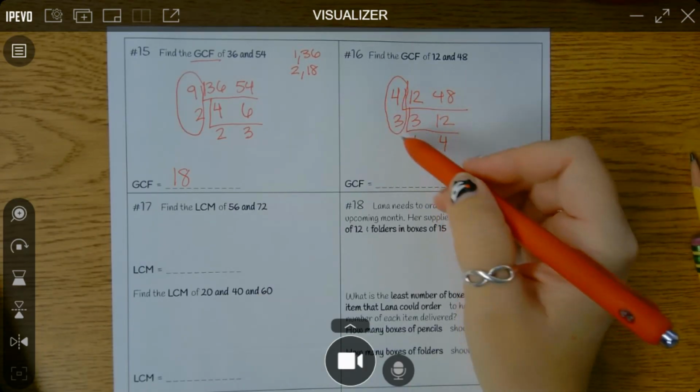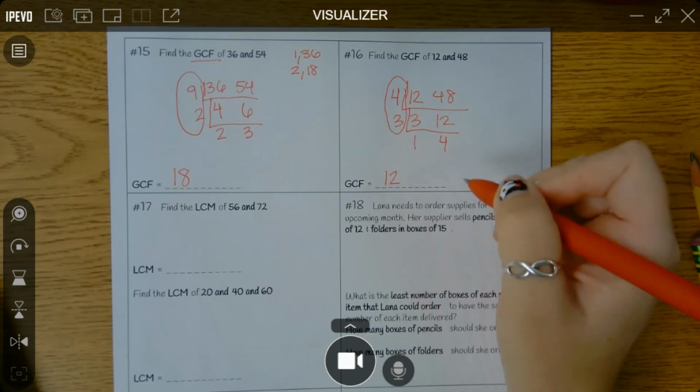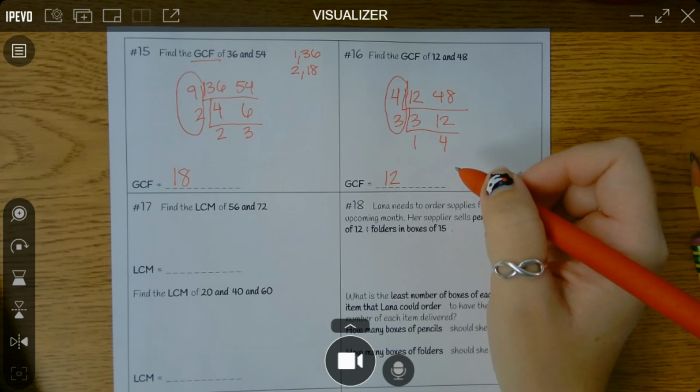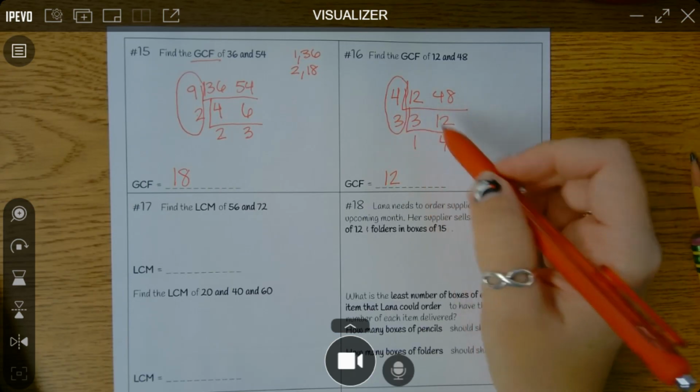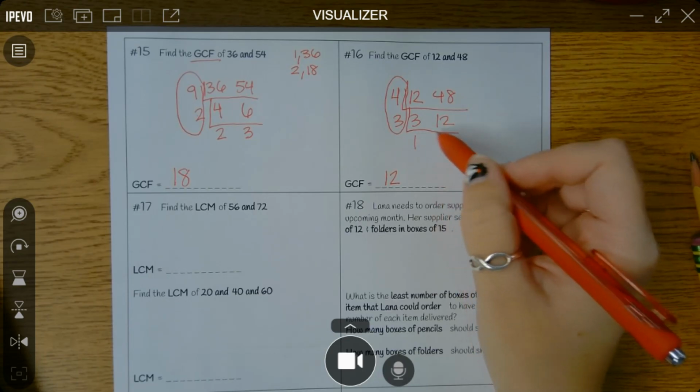Remember, we multiply, not add, because they're factors. Factor means it multiplies to become that number. Well, 3 times 4 is 12. And double check. 12 times 1 is 12, and 12 times 4 is 48. So yes, 12 can evenly go into both, and that was the greatest number because these share nothing else in common.